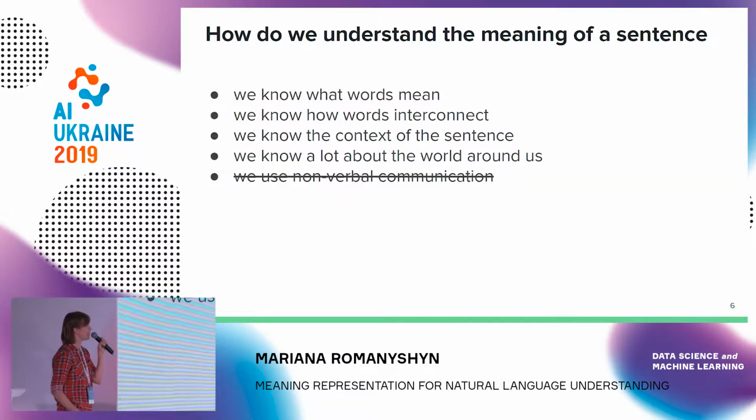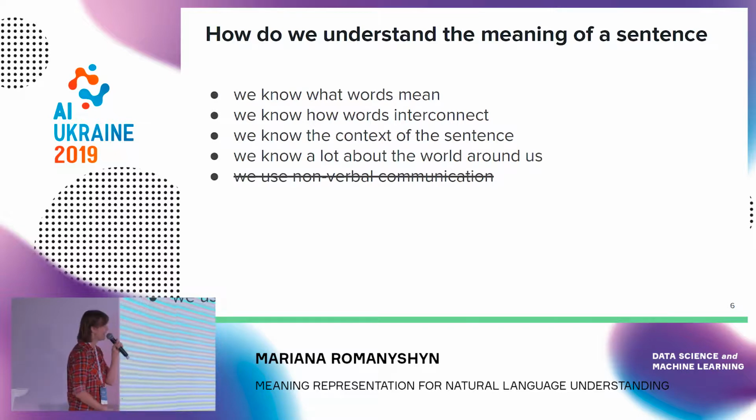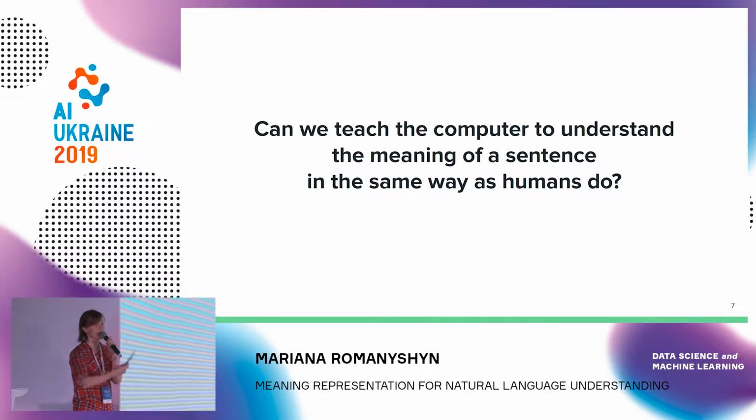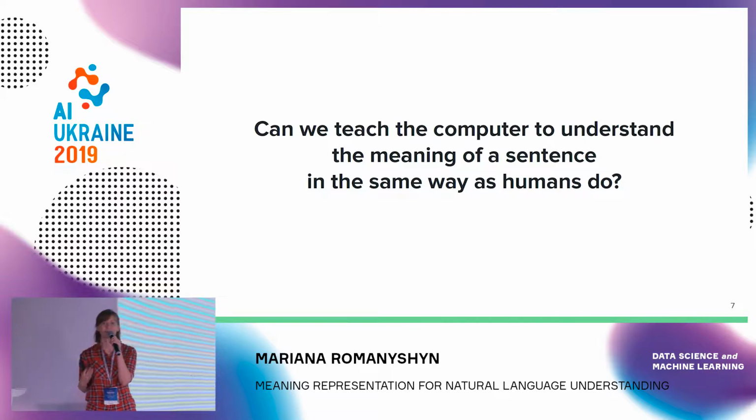Well, usually in the real world, we also use nonverbal communication, like the posture, or gestures, or your mimicry, and so on and so forth. But we are going to talk about text today, so I'm just crossing out nonverbal communication for us in this context. How can we teach a computer to understand and decipher the meaning of the sentence in the same way as we humans do? So let's start with something really primitive at the beginning.